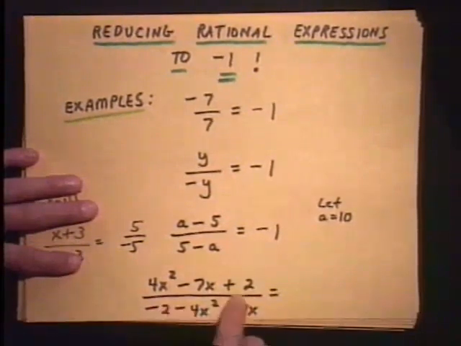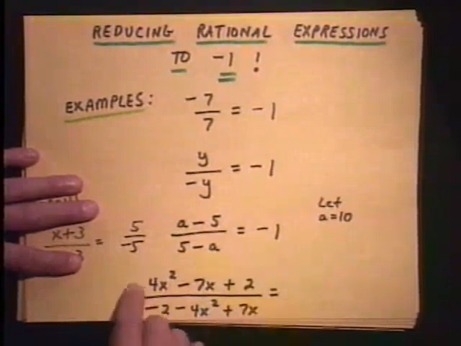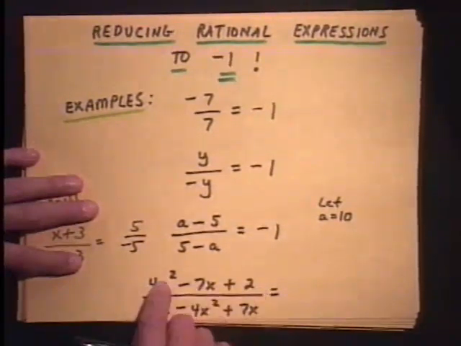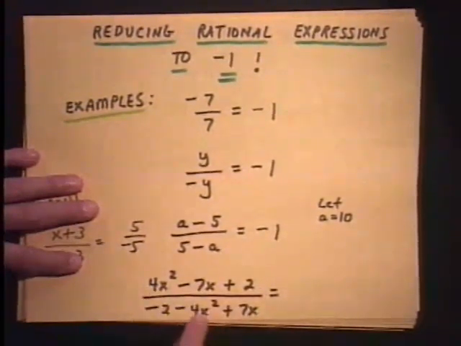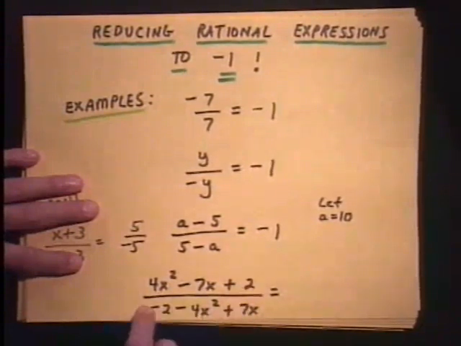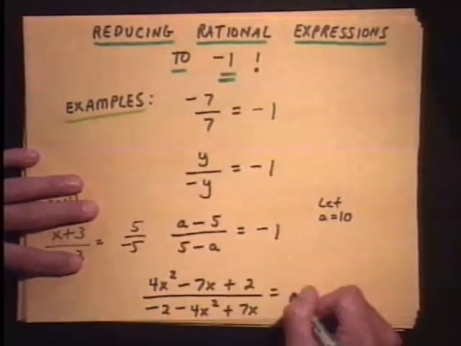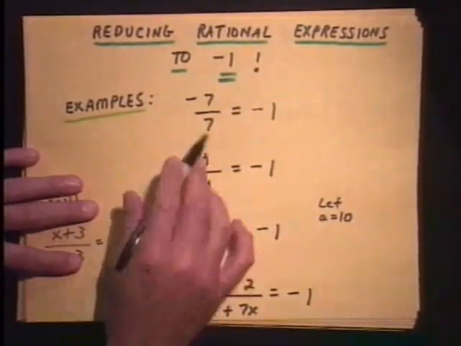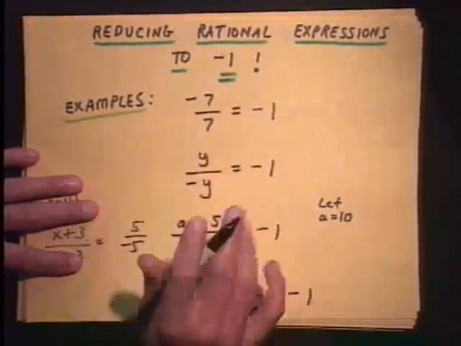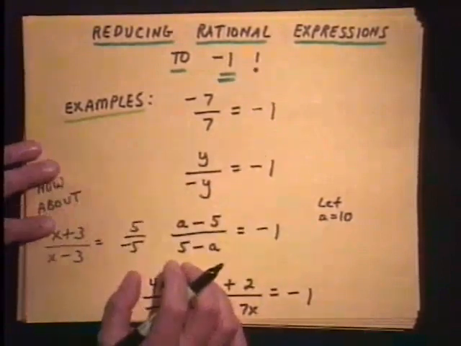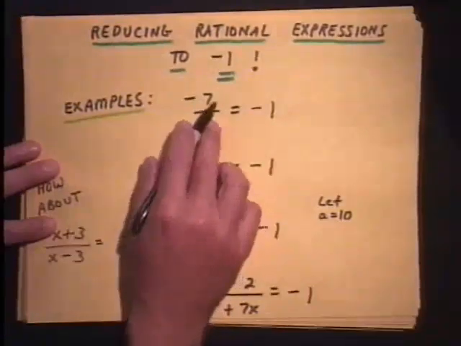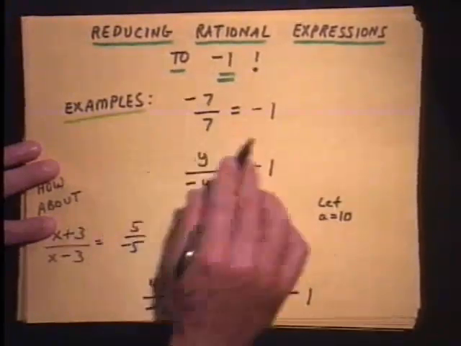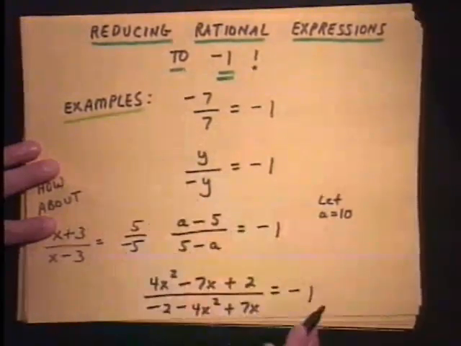And yes, Young will challenge you with the viciousness here. Notice I take a trinomial, look at the signs on the 4x squared in the top and bottom, the 7x top and bottom. They're opposites, all different. 2 top and bottom, yes, even this creature will reduce to -1. So reducing rational expressions is something we're really going to work on here a little bit, but it's just like reducing numerical fractions. Anything divided by its opposite reduces to -1.